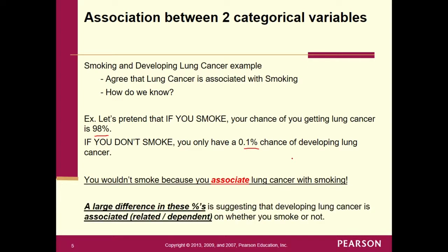This is the key in understanding when we can figure out if two variables are associated: a large difference in these percentages. Here we've got 98% versus 0.1%. It's literally on the opposite sides of the spectrum, because you can't have over 100% and you can't have less than 0%. So a large difference in these percentages suggests that developing lung cancer is associated, is related, is dependent upon whether you smoke or not. It's all about figuring out percentages and comparing those percentages.